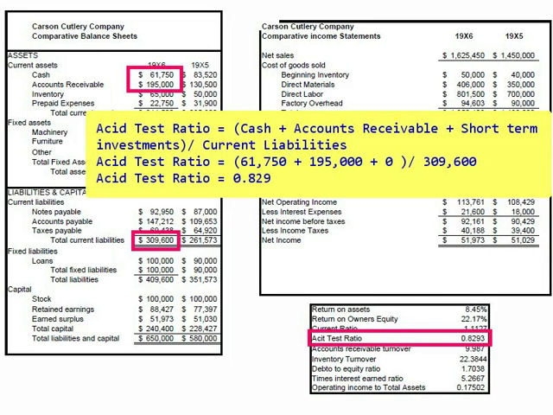In this example, we are adding cash, accounts receivable and short-term investment. We are not taking into consideration inventory, and we divide that by current liabilities. Again, ideally the number should be larger than 1, but in this example we add 61,750 plus 195,000 divided by 309,600, with a result of 0.829, which is less than 1, which is not ideal.